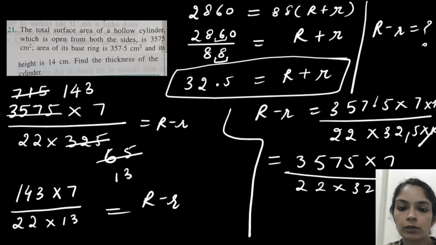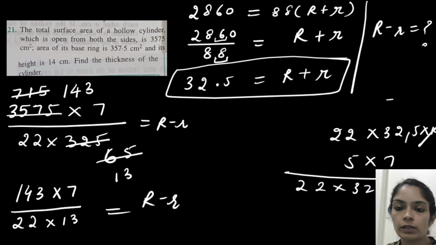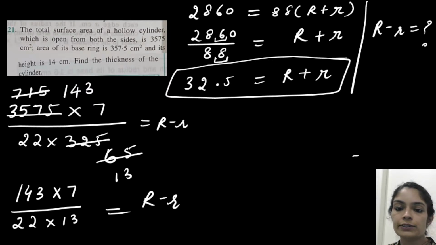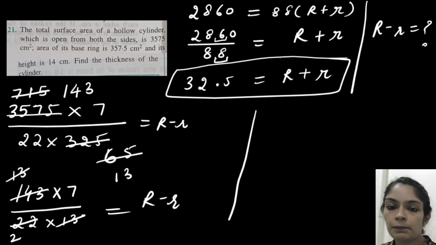See, you people are doing multiplications, try to do it with cancellations. And check my cancellations also. Please don't do it with calculators. Not 22, it will go on 11's table, 11 into 2, and 143 also goes on 11's table. I told you when the sum of the outer and the inner number, 3 plus 1 is 4 inside, that means this number goes on 11's table, on 13. So 13 and 13 will get cancelled. So I am left with 7 by 2 is equal to R minus R.